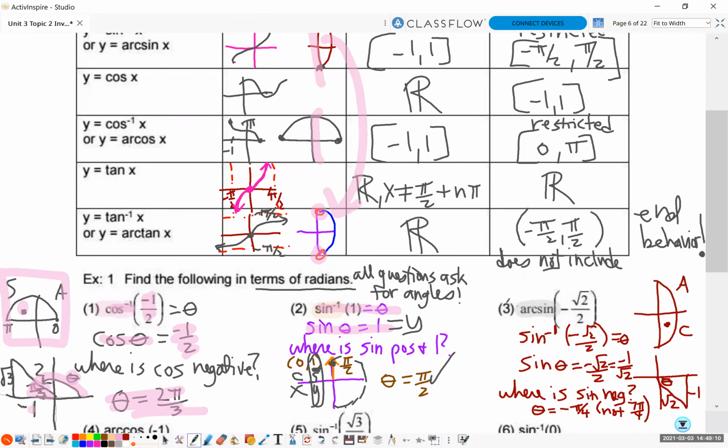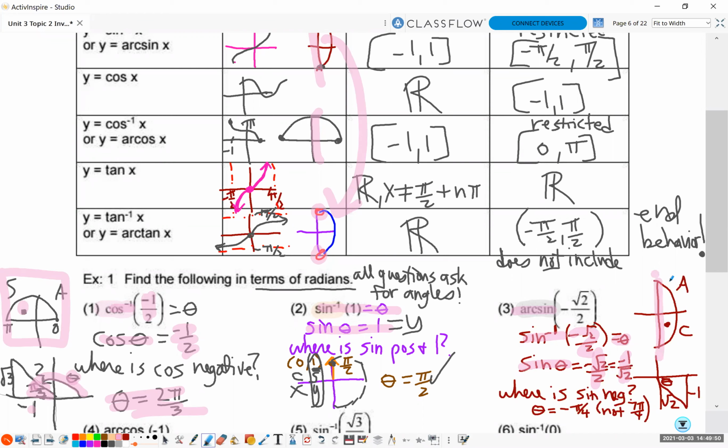Number 3, arcsine is just the same thing as saying inverse sine. So I write inverse sine. There's the ratio. The angle is the answer. I rewrite it as sine of some angle equals negative square root of 2 over 2. Before I rationalize the denominator, it was negative 1 over square root of 2.